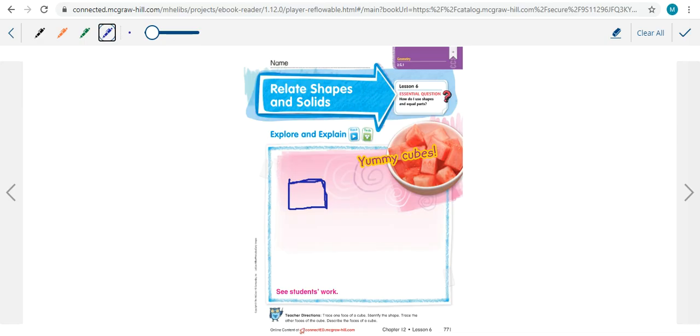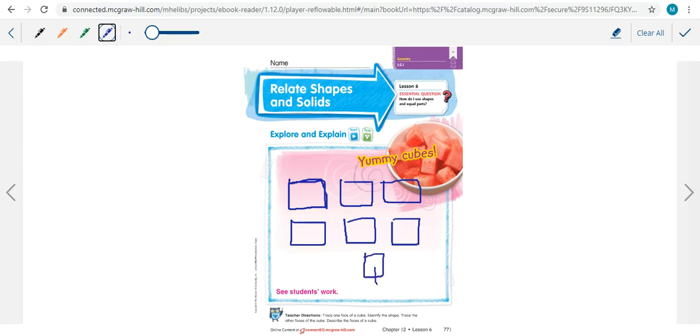Now, trace the other faces of a cube. Remember that cubes have 6 faces, right? So you're going to draw 6 squares. So these 6 faces make a cube. I'm gonna draw for you guys a cube, okay? Okay, these 6 squares make one cube.